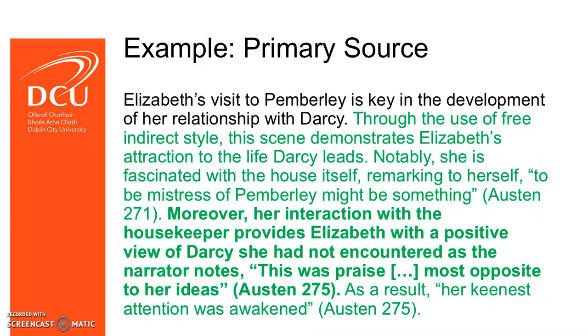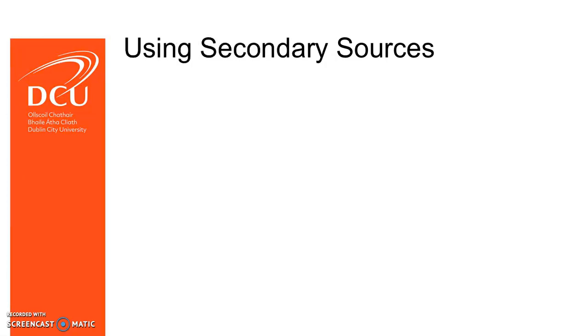Her interaction with the housekeeper provides Elizabeth with a positive view of Darcy she had not encountered. As the narrator notes, this was "praise most opposite to her ideas." Again, you're showing how the change in Elizabeth comes about using a mixture of analysis and quotation. This is a good start, but at this level, you'll need to add some secondary reading to help your essay.